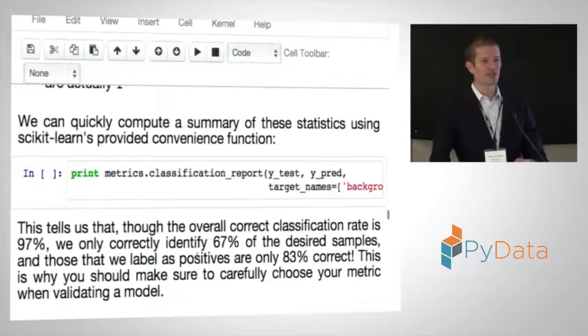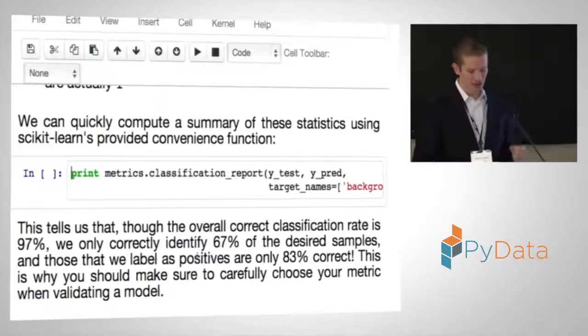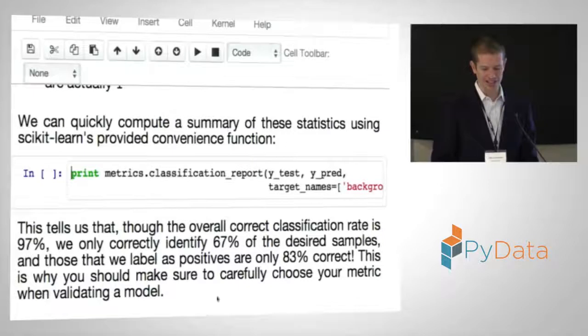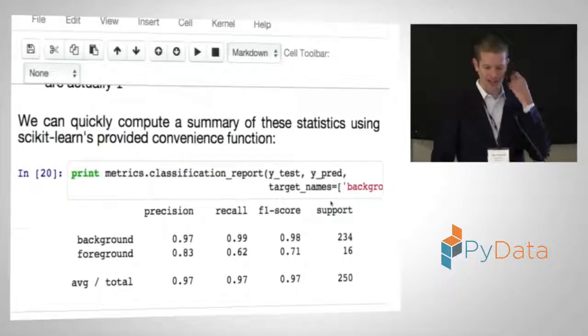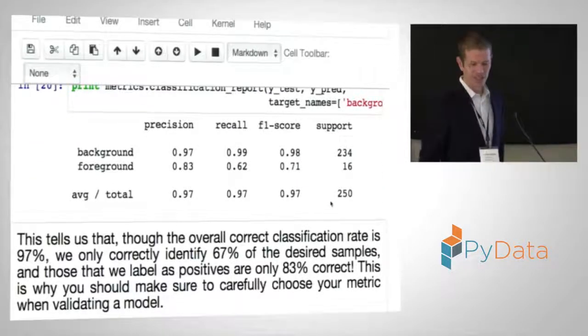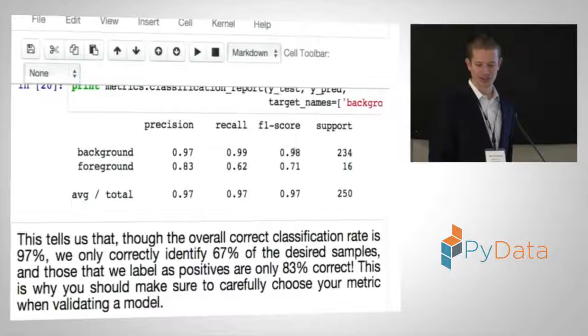So if you're interested in a summary of this precision, recall, F1 score, there's this really handy function called the classification report in Scikit-learn. If you call the classification report and print it, you get this little table that says for the background objects, our precision is 97%, recall is 99%, F1 score is 98, etc. And we get those numbers out for the foreground objects as well.